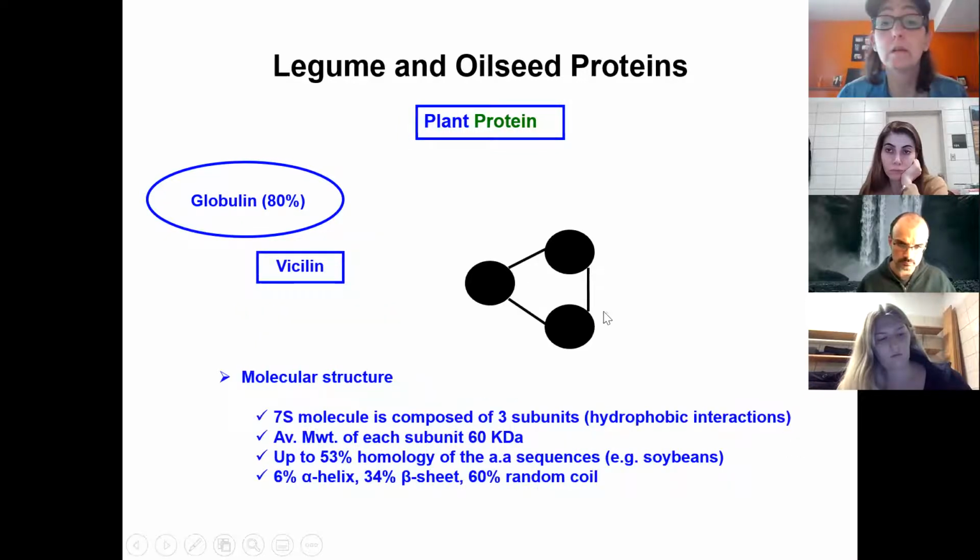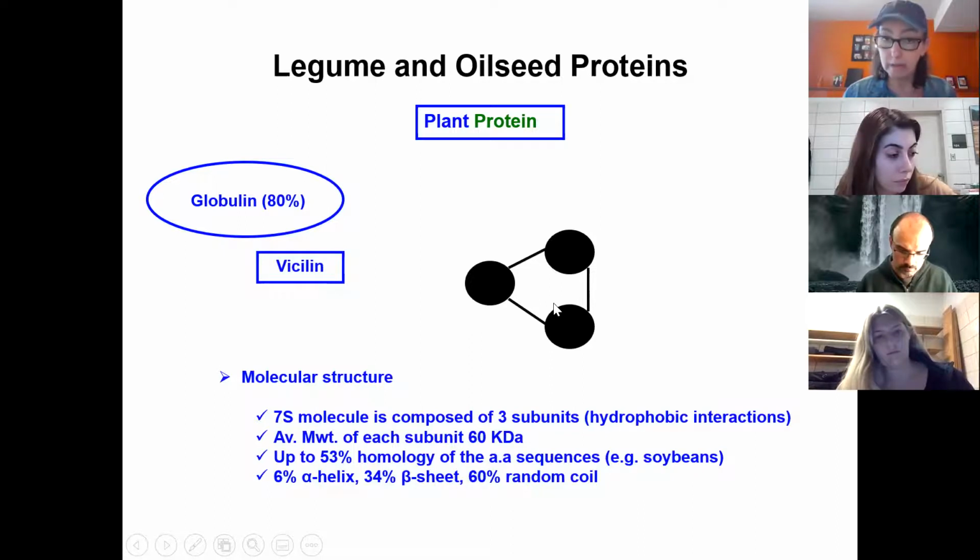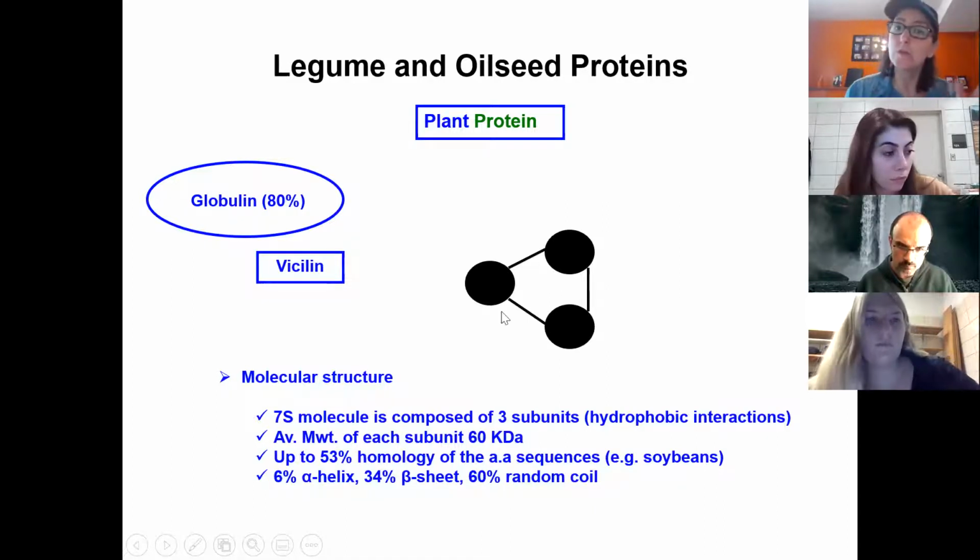See here. So the vicilin is a trimer. So you have 3 subunits, and these subunits are associated by hydrophobic interaction mostly, so no covalent interactions. And the average molecular weight is 60, but that doesn't mean that each one of them is 60 kilodalton. The average of them together is 60 kilodalton. There's a lot of sequence homology as well. And this is the distribution of the secondary structure.